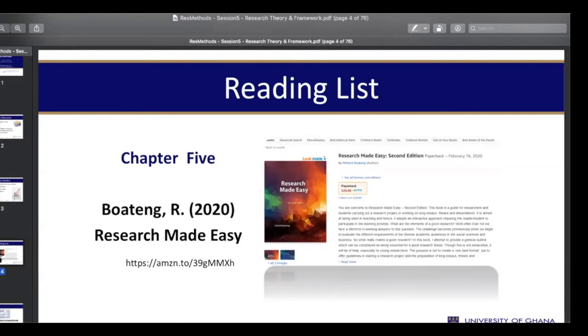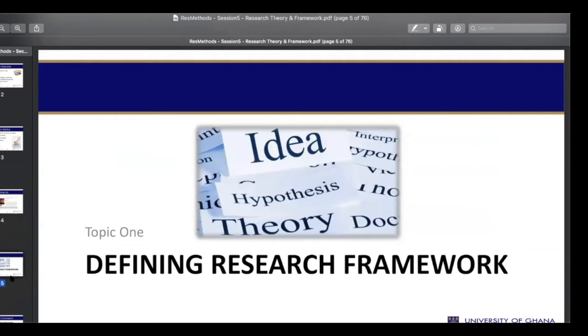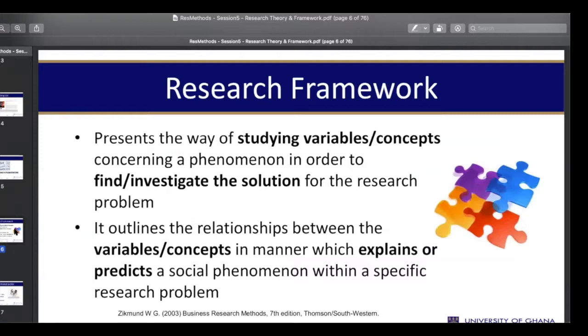Okay, so defining a research framework. The research framework consists of two words, research and framework. A framework is the frame for the research, or it gives you the limits of the research. Kind of like you have a frame for baking a cake, and you have a square frame. That means that you are aiming to bake a square or a rectangular or a four-sided cake.